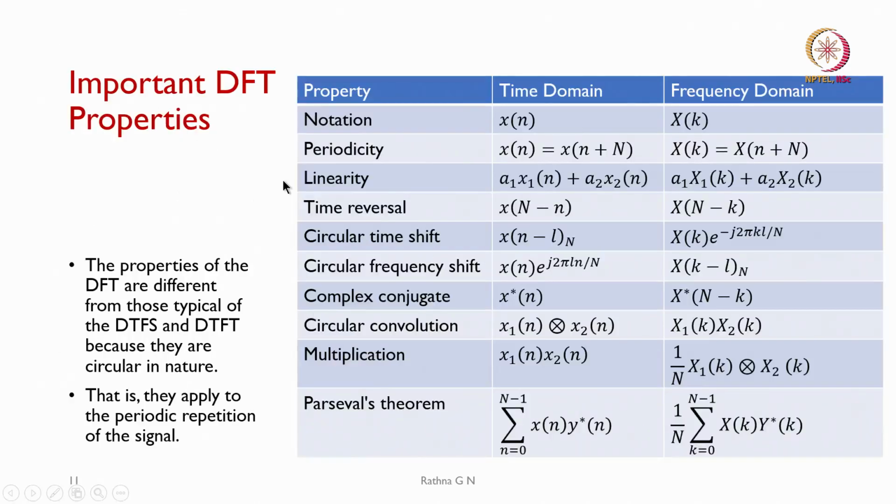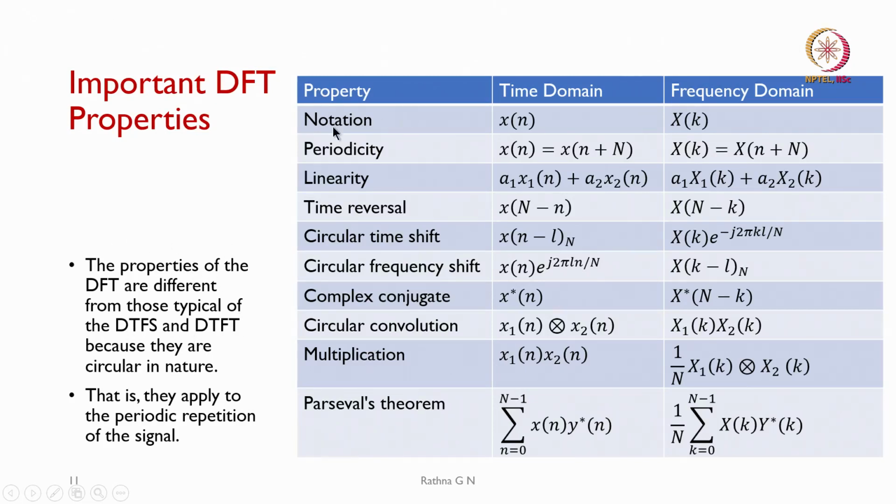Now, some of the important DFT properties we are seeing in this slide. The properties of DFT are different from those typically used for the discrete time Fourier series and discrete time Fourier transform, because they are circular in nature. That is, they apply to the periodic repetition of the signal. Here you can have DTFS or DTFT, which can be continuous signals from minus infinity to infinity, whereas this uses a circular property.